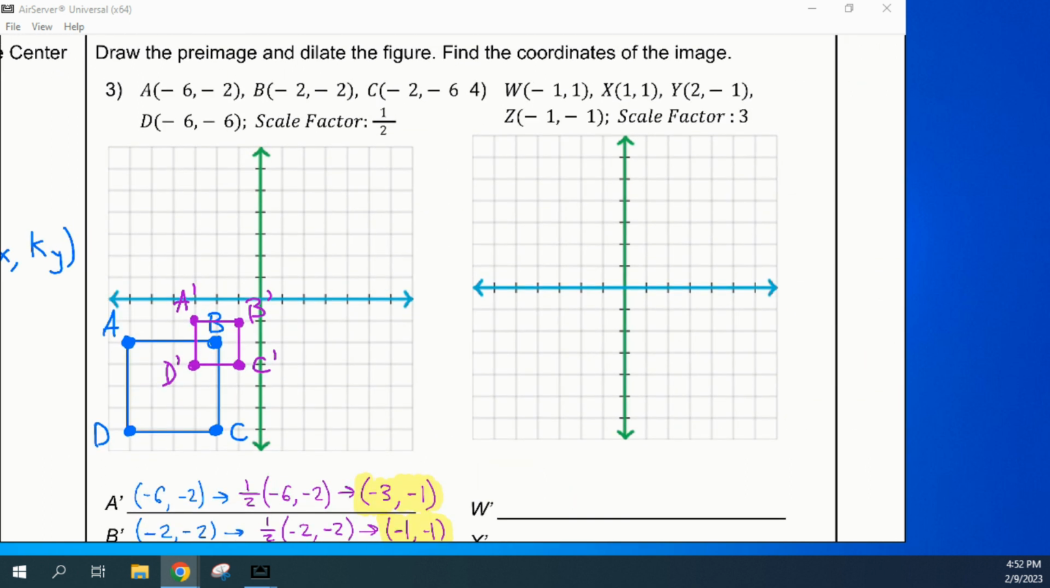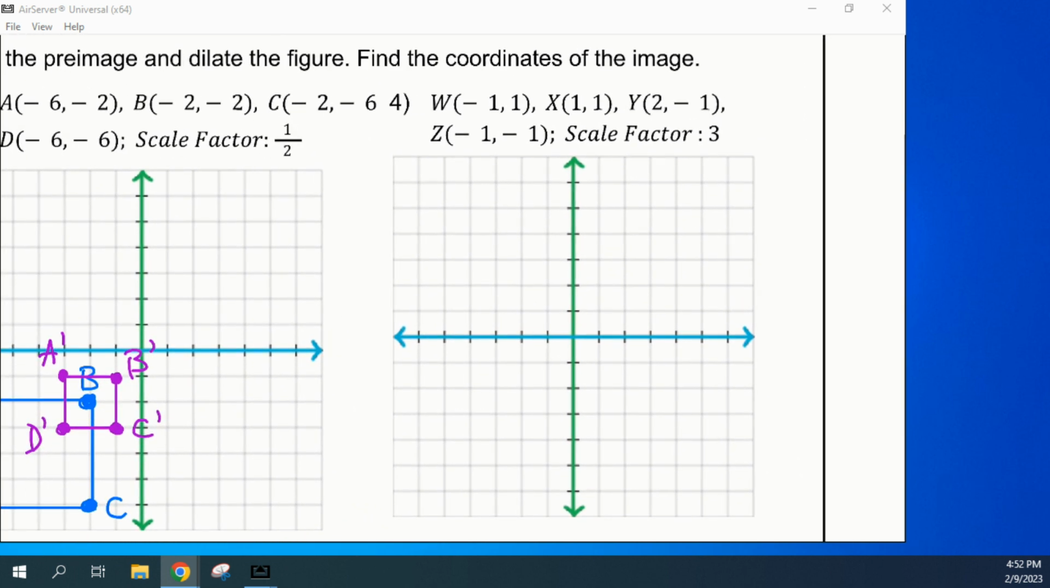So number 4, again, we need to plot our pre-image. So W is going to be -1, 1. So that's W. X is 1, 1. I hope we don't have another square. It'd be poor planning on my part. Y is 2, -1. Okay, we don't.